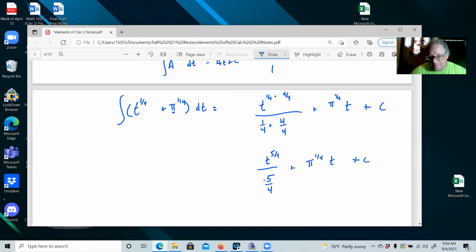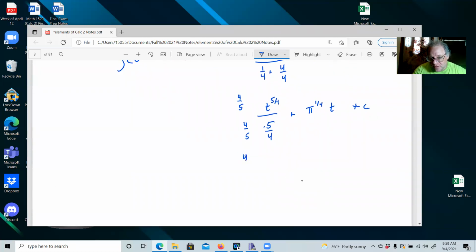Right? Now, we're not going to do this. This is a compound fraction. What you're going to do is, this will cancel. 4/5 will cancel with 5/4. 4/5 t to the 5/4 plus pi to the 1/4 t plus C is our answer for this.